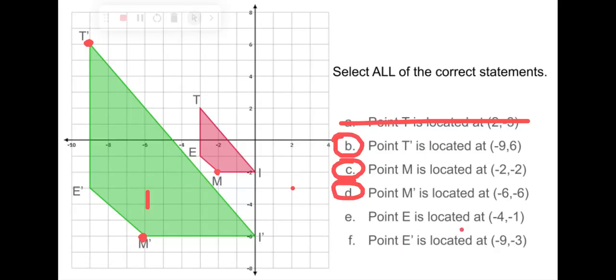Point E is located at (-4, -1). Start in the middle, left 4, down 1. It's really close to the label E, but this E is referring to this point right here, not the middle of this green shape, so that is incorrect. Point E prime is located at (-9, -3). Start at the origin, left 9, down 3. 1, 2, 3. That is correct. So the labels are not where the points are. Okay, the label is as close as it can be to the point.